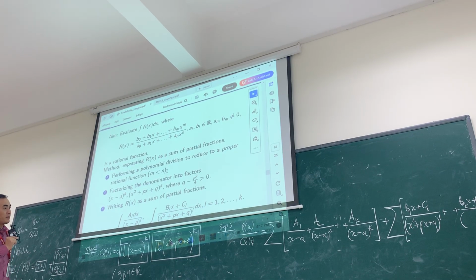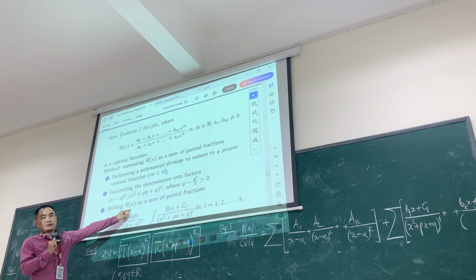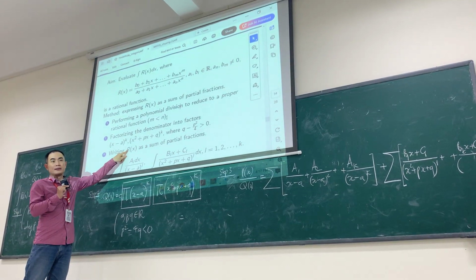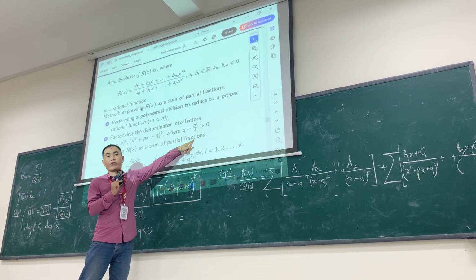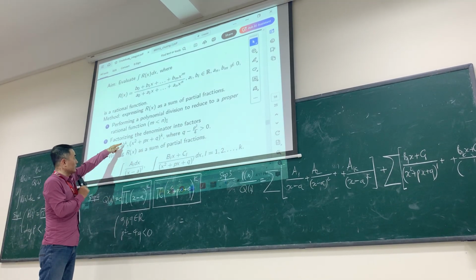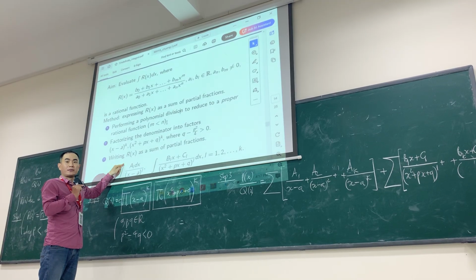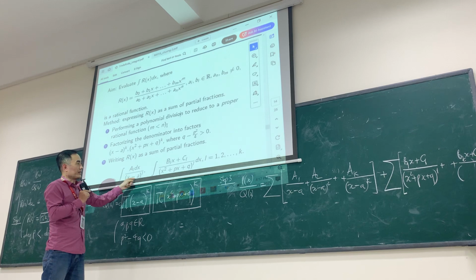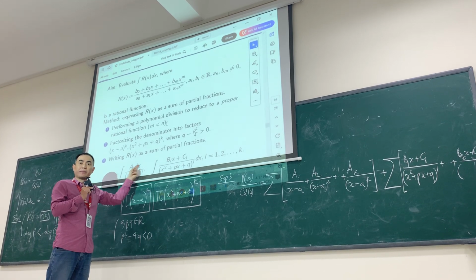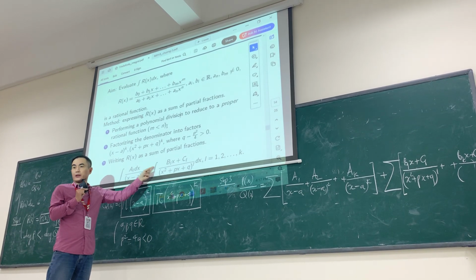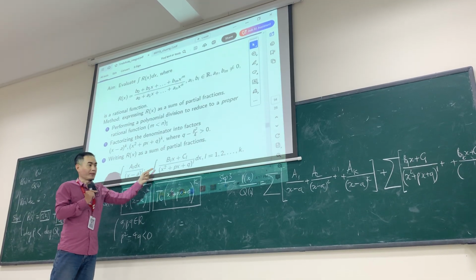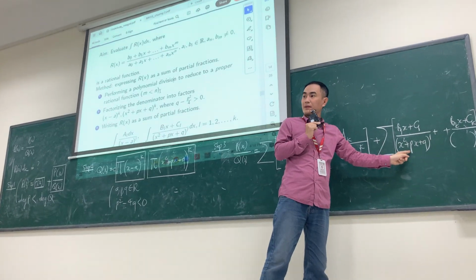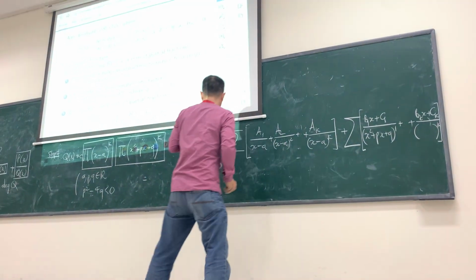Okay. When we express the rational function as a sum of partial fractions, and you want to integrate the rational function, I think you can evaluate it as a sum of simple integrals of this form. Okay, step 4.